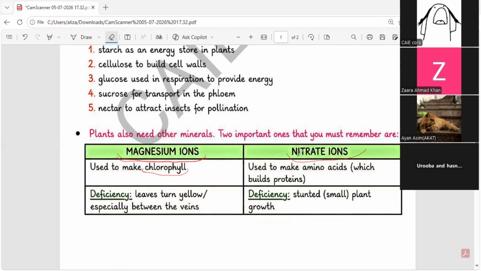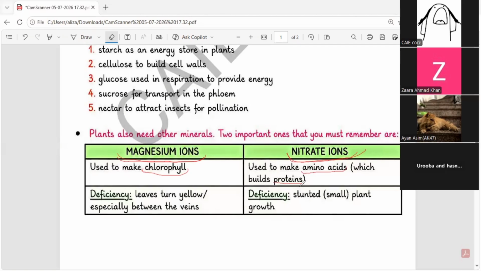Now another ion that the plant needs is nitrate ion. Even nitrate ion is very important. The importance of nitrate ion is that it is used to make amino acids. And these amino acids are in turn used to build proteins. If you have studied the biological molecules chapter, you will be aware of that. And you know that protein is very useful because protein is used to make your enzymes, protein is used to make your antibodies, and protein has a lot of other uses.